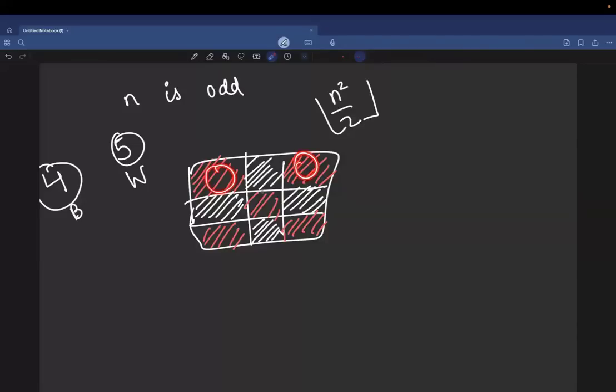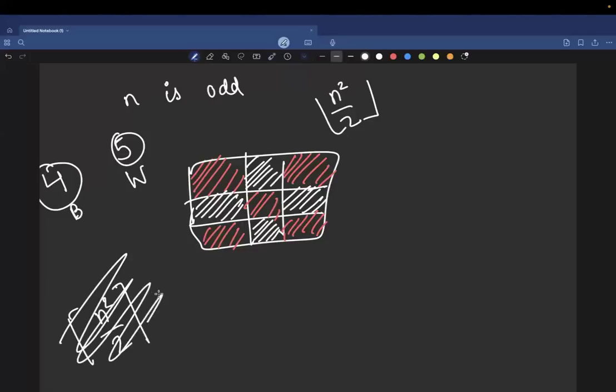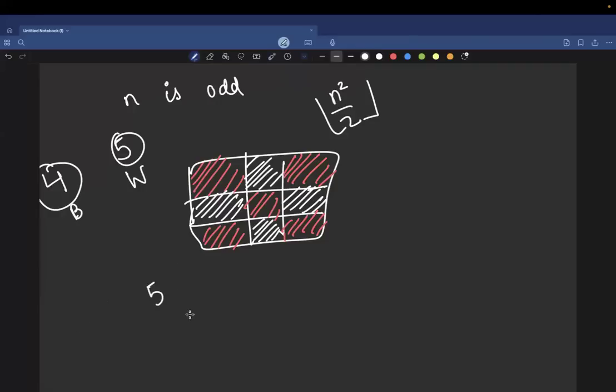So out of these 5, you can keep any 4 of them as black and one of them can become white. You don't really have any conditions for the white cells. So out of these 5 cells, basically out of the n square by 2 ceil, this many cells, which in this case is 5, you have to choose 4 of them to be black, the 5th one will become white. So these are the number of ways for choosing 4 black cells.